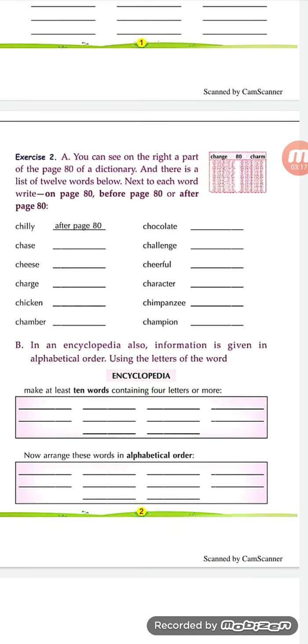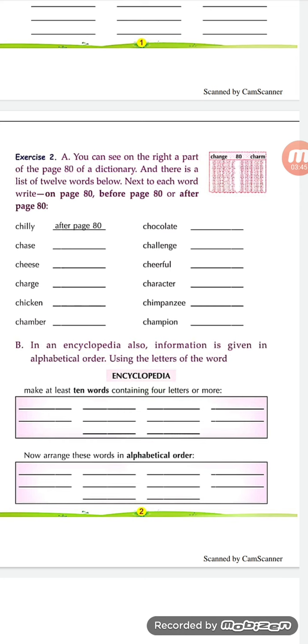Exercise number 2. In this we can see that page 80 of a dictionary is given with its guide words, and also 12 words are given below, and we have to find out whether the words given below lie on page number 80, or before page number 80, or after page number 80.